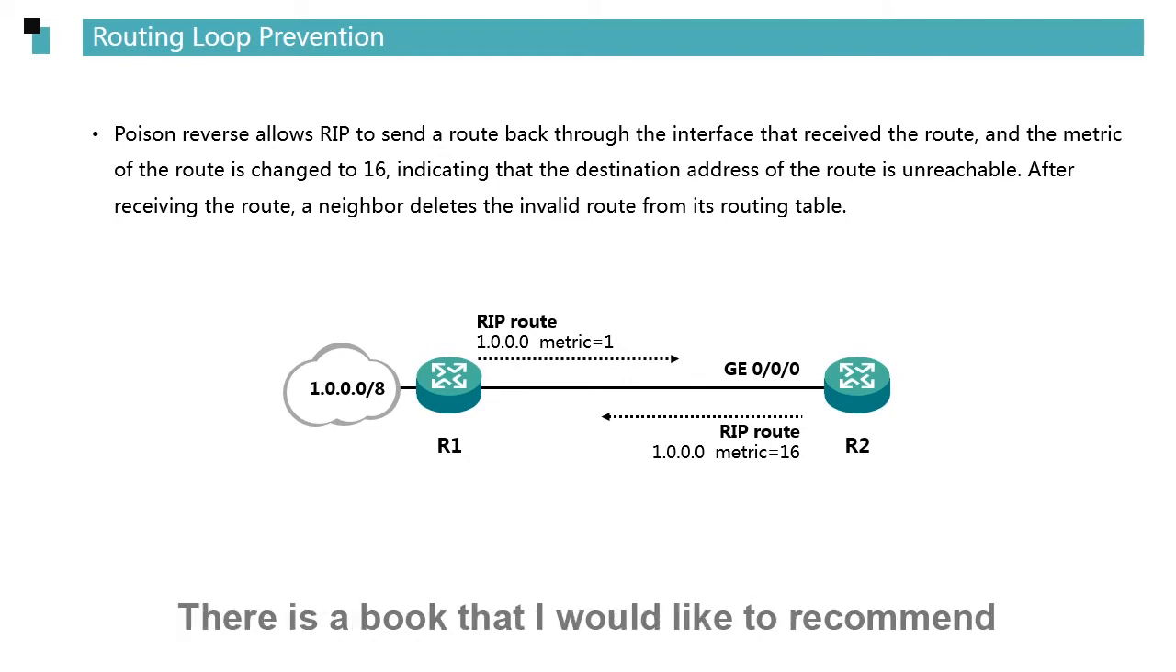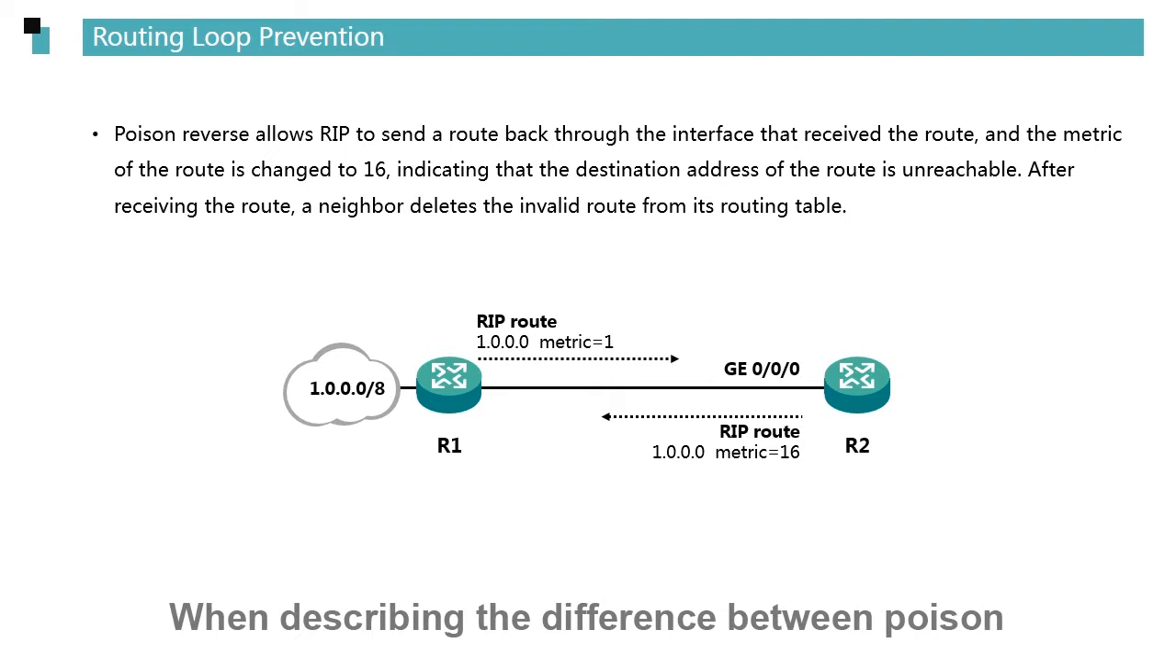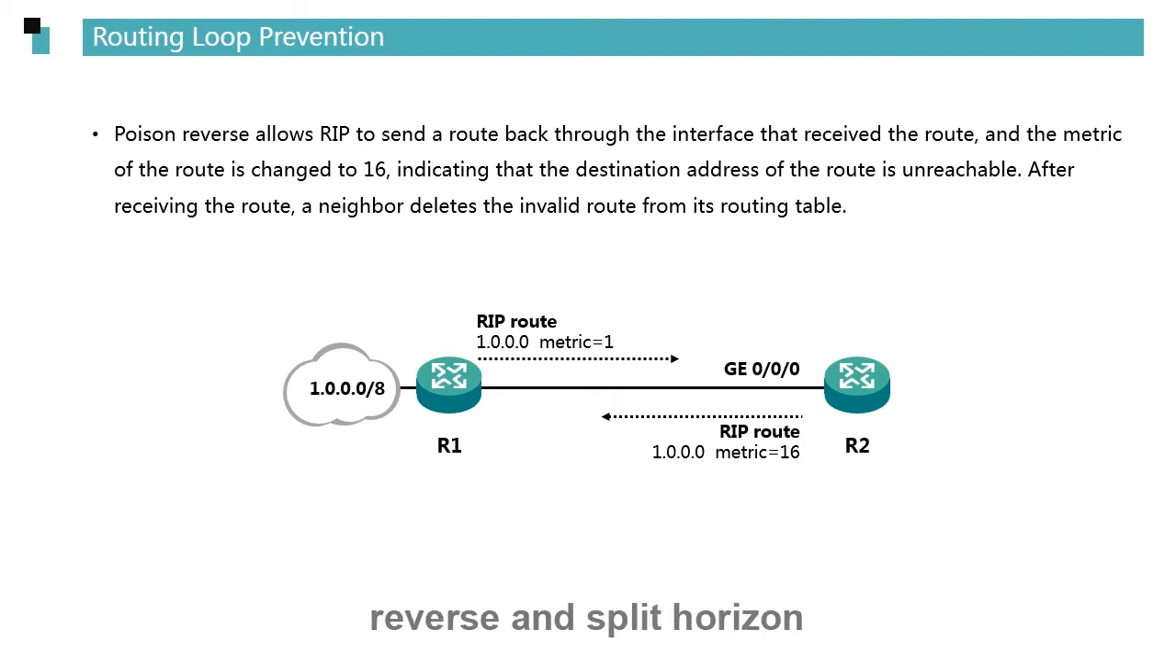There is a book that I would like to recommend to you, Routing TCP/IP Volume 1. When describing the difference between poison reverse and split horizon, the book is cited as saying, "Bad news is better than no news."